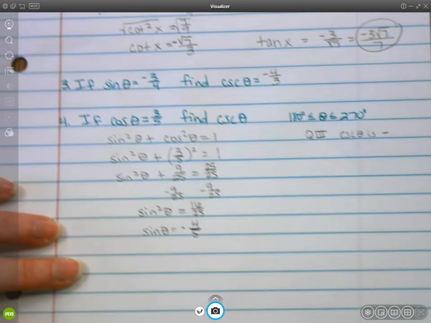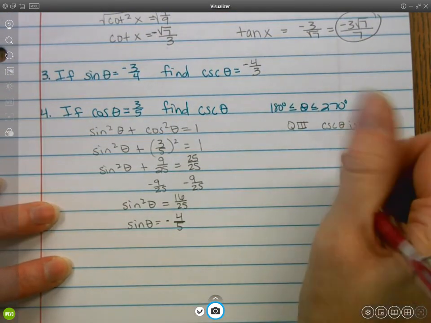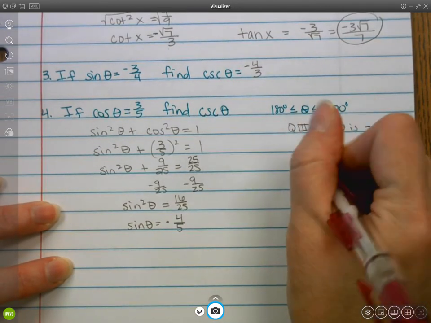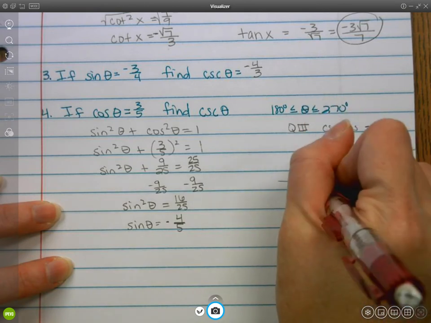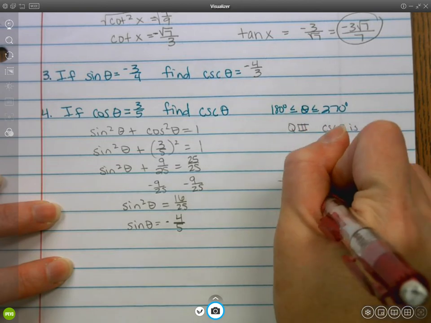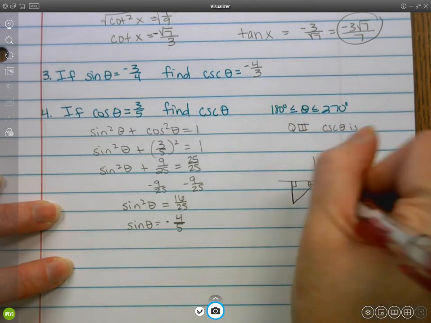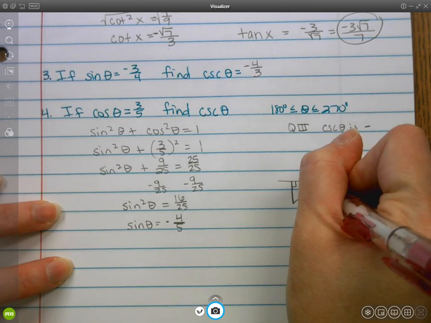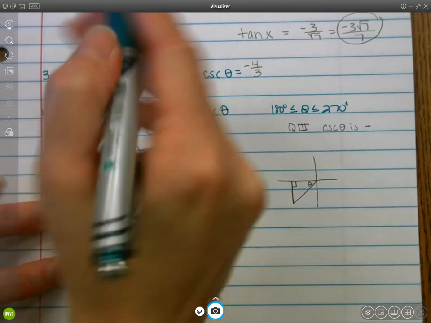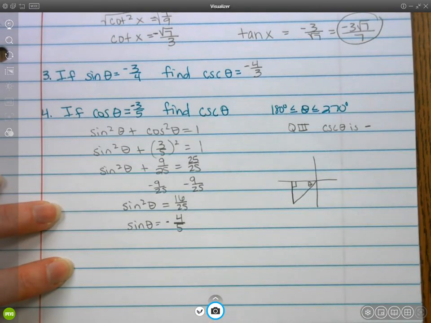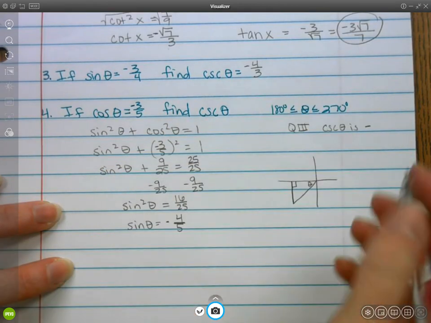Alright, so I said that I would show you how to do this with a triangle, so here we go. If we did this one with a triangle, we are in quadrant 3. We know that cosine is 3/5, so if I draw a triangle in quadrant 3 with the angle at the origin, we know that cosine is supposed to be negative 3/5, I would think, huh? It doesn't change anything though because you're going to square it first thing. But that should have been negative, which means this would be negative. But it doesn't change anything about the problem.